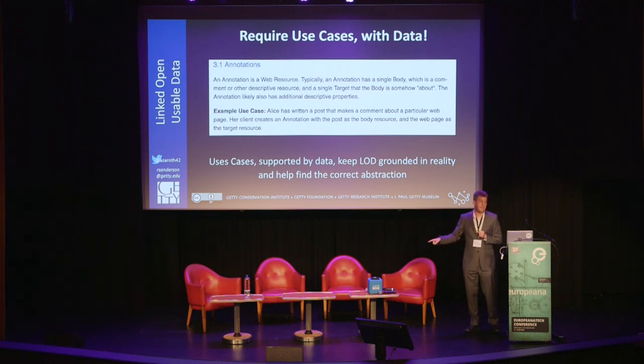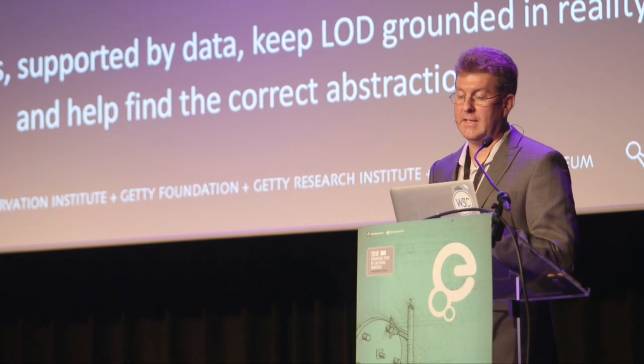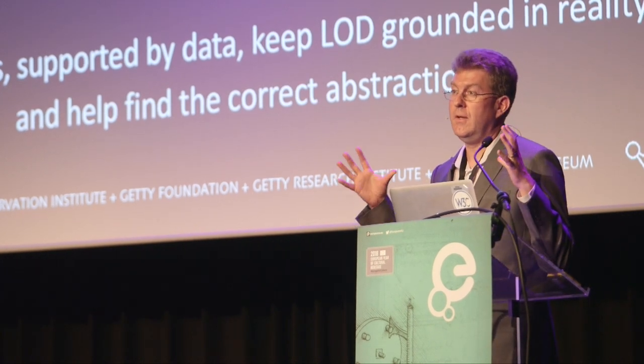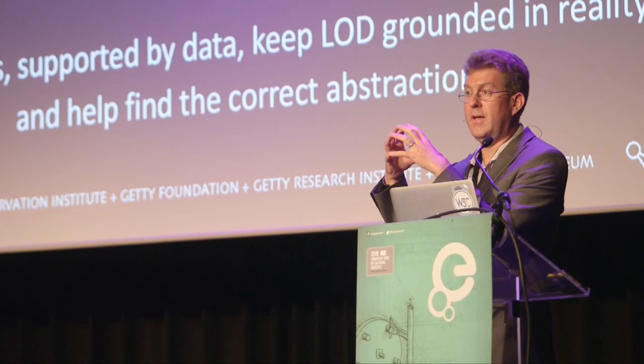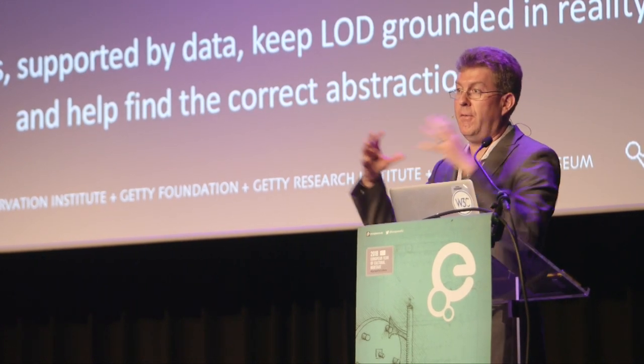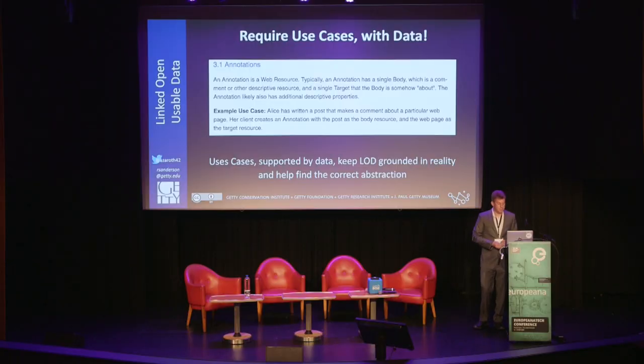Someone in the community has this. It wasn't actually someone called Alice, but of course, Alice has written a post that makes a comment about a web page is a very common use case. In IIIF, every single pattern in all of the APIs is driven by use cases first. If there's no data to support it, it doesn't go into the API. And we've adopted that with Linked Art as well, and that gives us the ability to make objective decisions about where the scope is that we should be worried about rather than the entire universe.